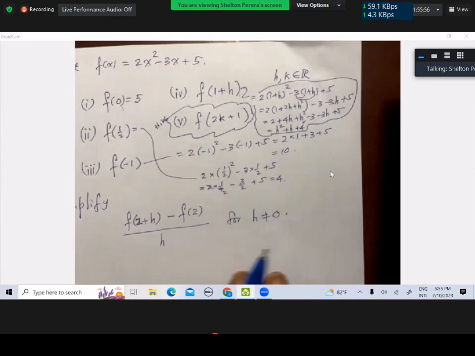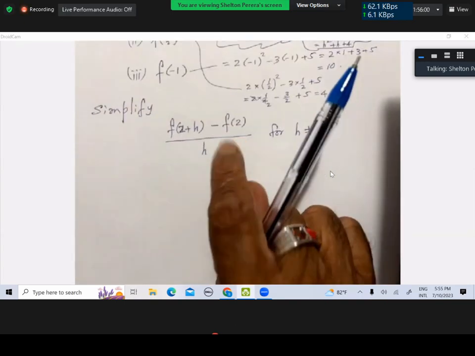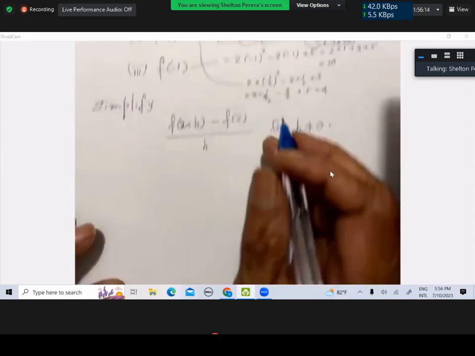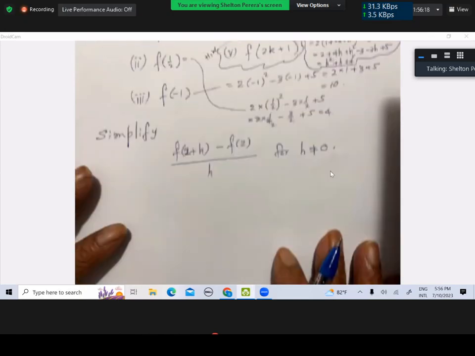Now we shall simplify this. We have 5 minutes left. This type of example is interesting and useful. You must be thinking from where did you pull these type of examples out. The previous ones are okay, but this f of 2 plus h. So this is what we need to find.